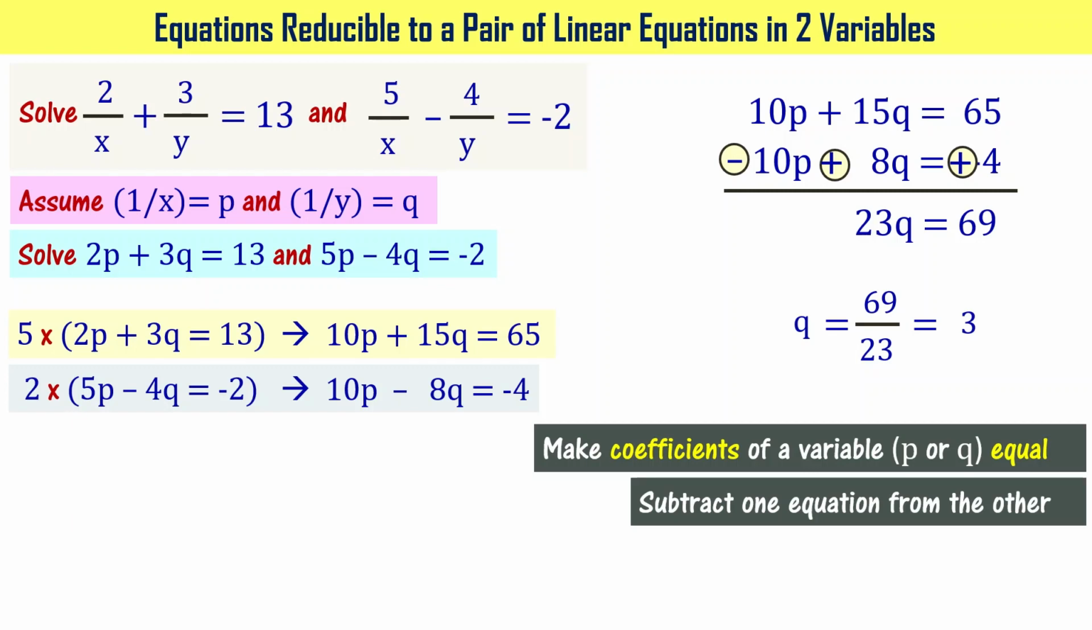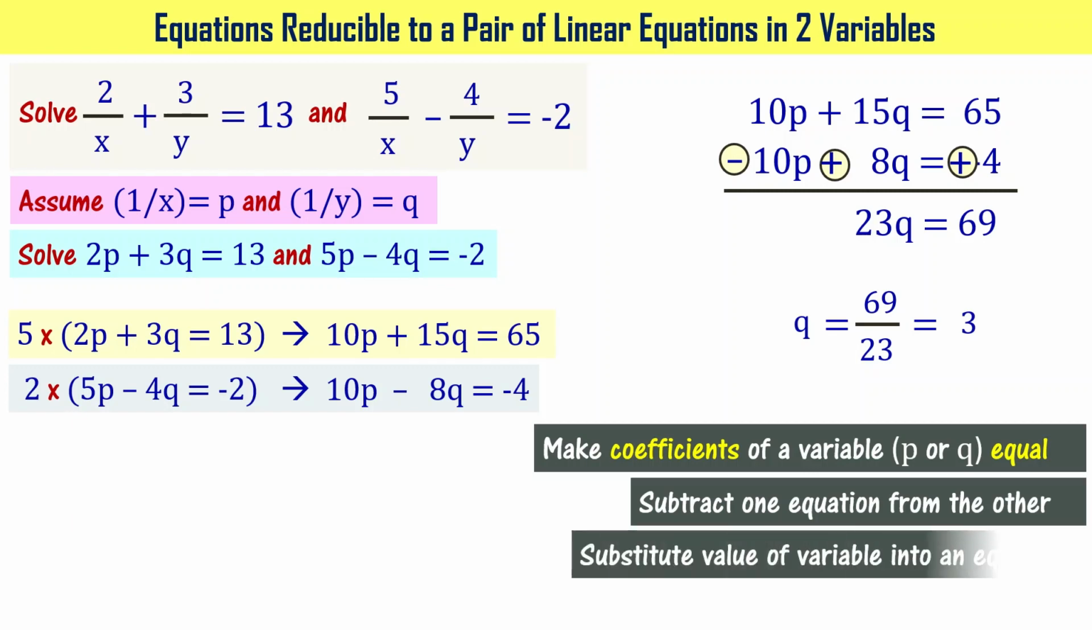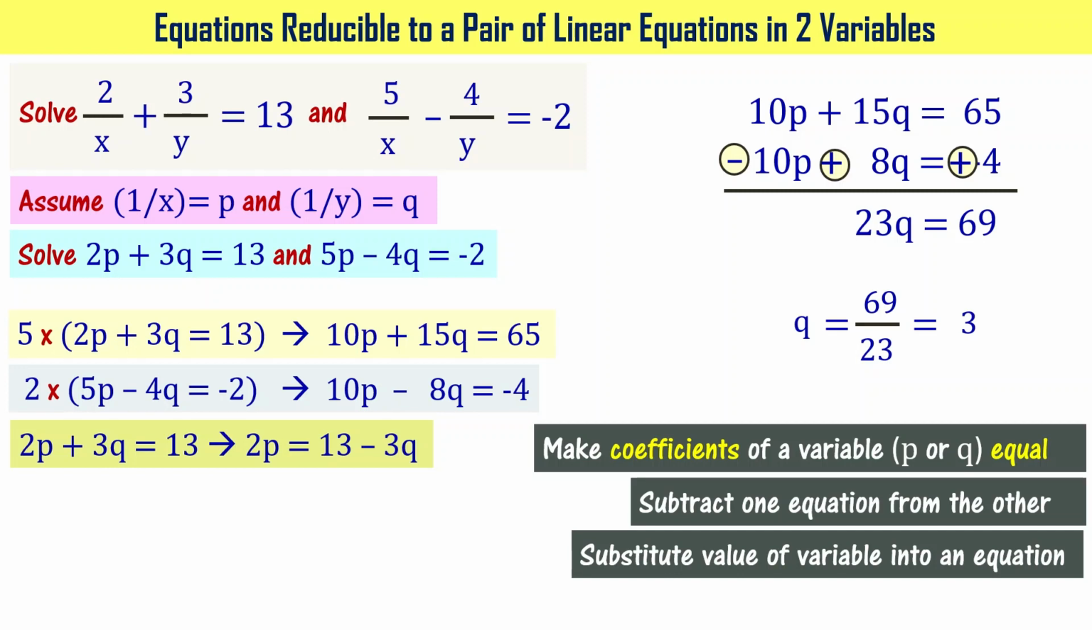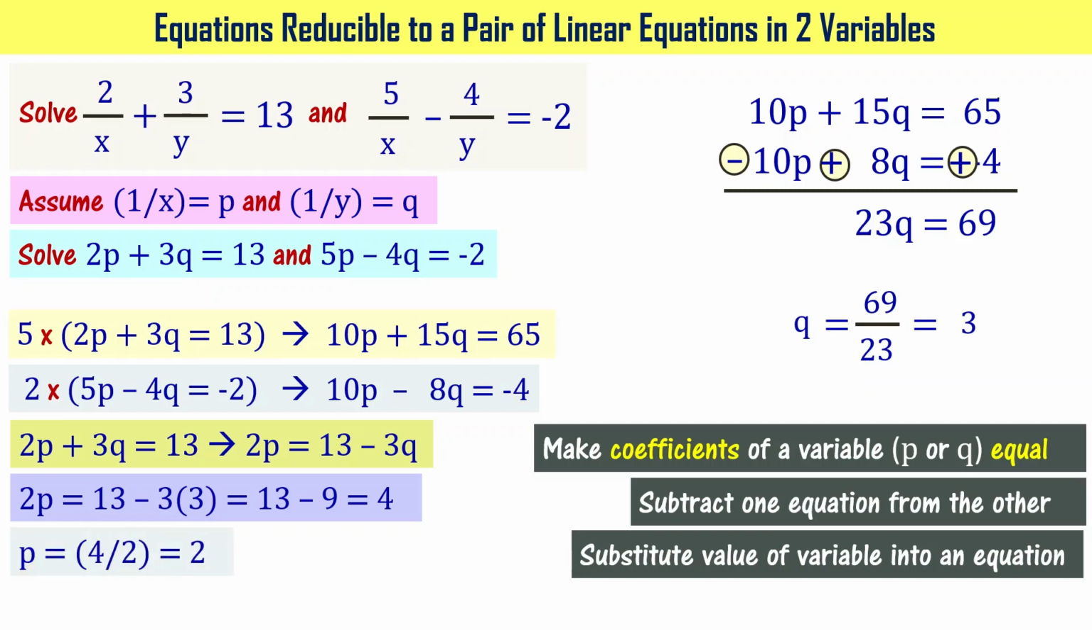Now let's substitute q equal to 3 into one of the equations. That is 2p plus 3q equal to 13. That is rearranged and written as 2p equal to 13 minus 3q. When you substitute q equal to 3 into this equation, you get 2p equal to 4, means p equal to 2. Let's take a note of that. p equal to 2 and q equal to 3, right?